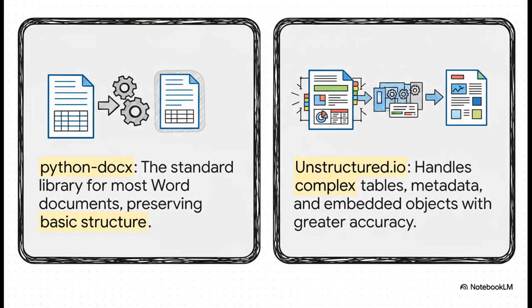Loading Word documents is, thankfully, a little more straightforward. The standard library, python-docx, does a really great job for most files, keeping your paragraphs and basic tables intact. But just like with PDFs, if you find yourself dealing with super complex enterprise documents that are full of crazy tables and embedded objects, a more comprehensive tool like Unstructured.io is going to give you a much cleaner result.